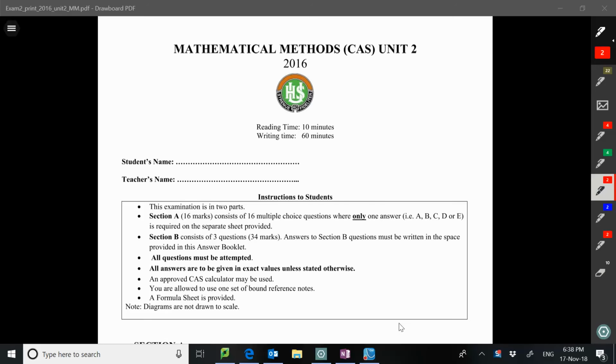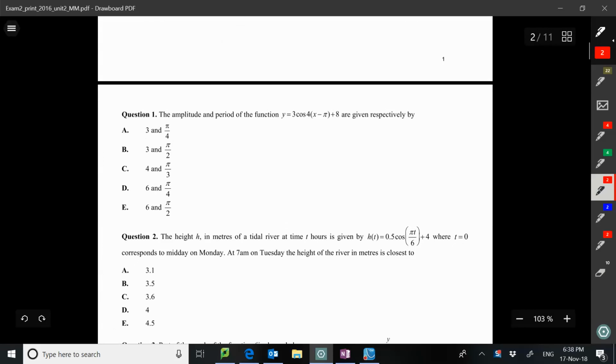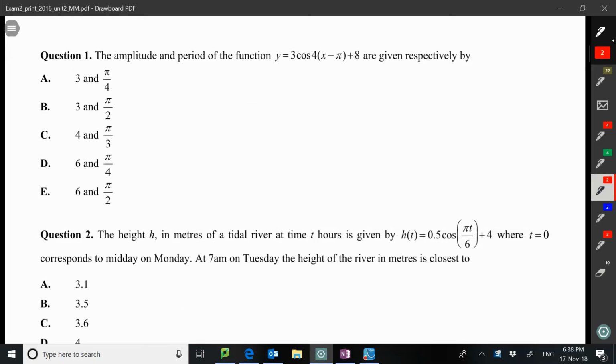Here we go. Next part, multiple choice questions with a CAS. Hopefully I should be able to whip through this within half an hour. Usually you should aim for half an hour in an actual exam. But anyways, here we go.